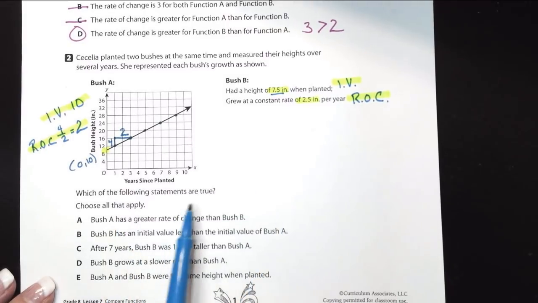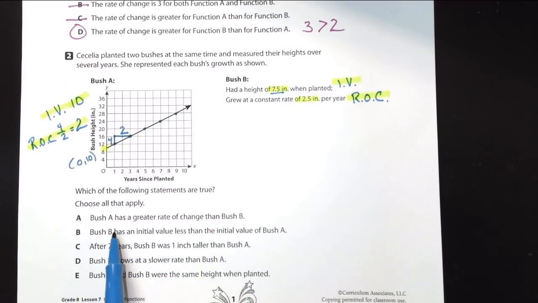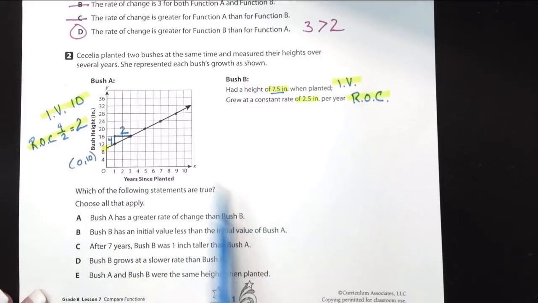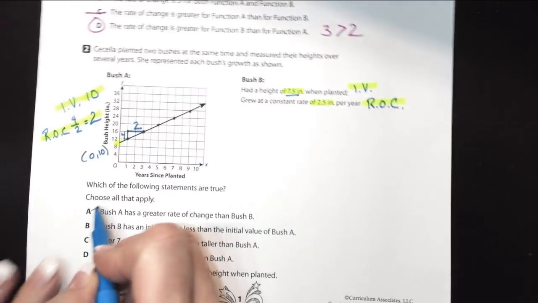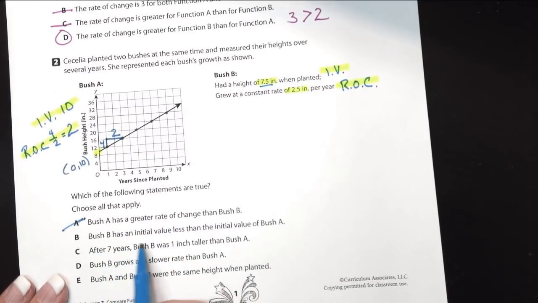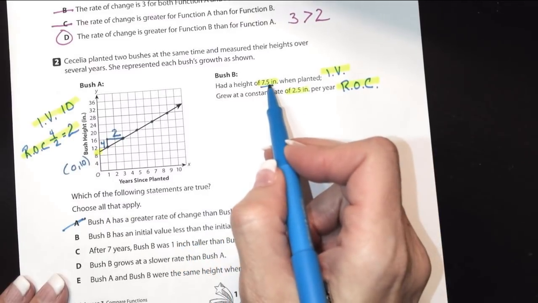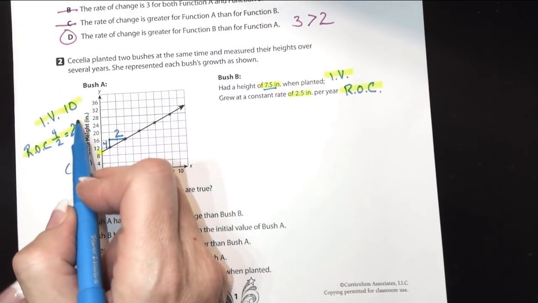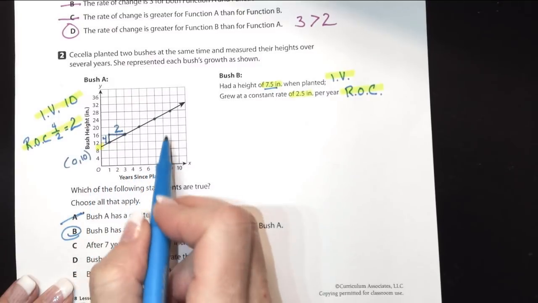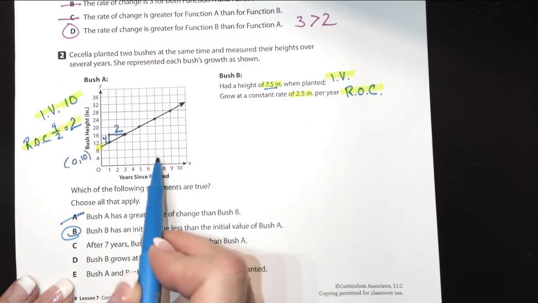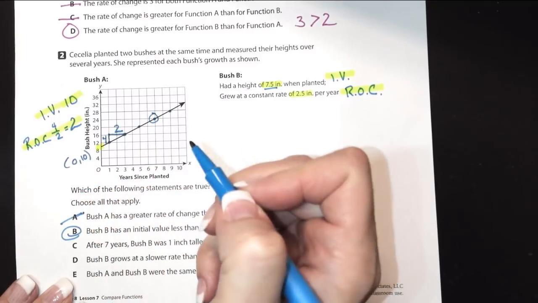All right, it says, which of the statements are true? A says bush A has a greater rate of change than bush B. Is 2 greater than 2.5? No. All right, bush B has an initial value less than the initial value of bush A. Is 7.5 less than 10? Yes. After 7 years, bush B was 1 inch taller than bush A. Now, if they've given you a graph, you can just look at it. Bush A, after 7 years, was 24 inches.